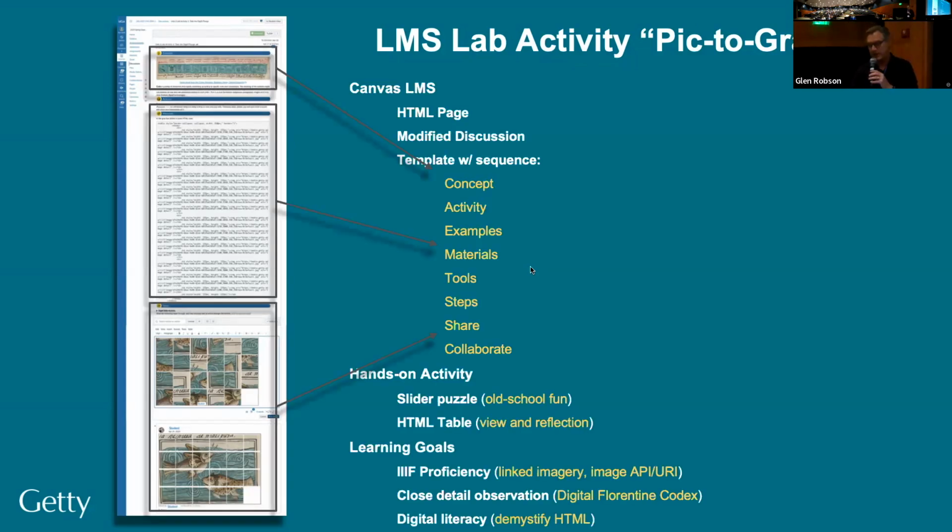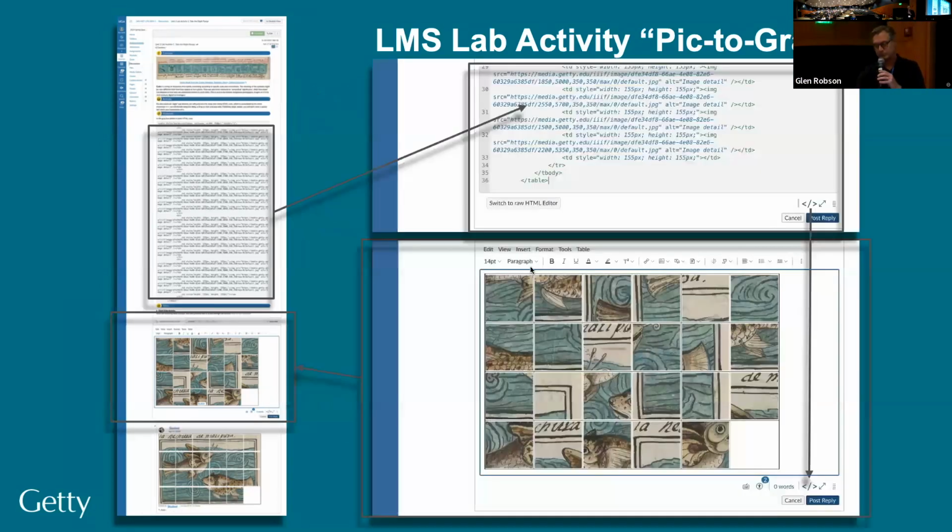So here is a kind of anatomy of the lab activity with pointers indicating respective sections for concept, activity, tools, steps, etc. In this case, the lab activity is designed to get students over the hump of any anxiety related to things that look like code, such as HTML, a IIIF Manifest, or other long and complicated strings of characters. In addition, it introduces students to fundamental tasks of close viewing through a fun slider puzzle activity.